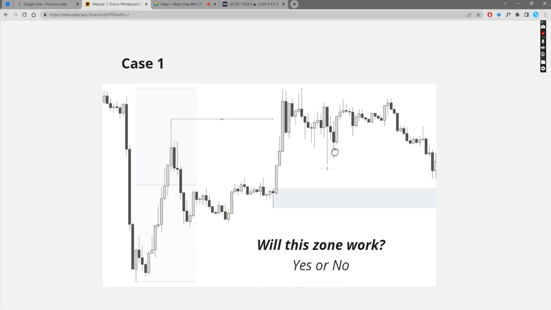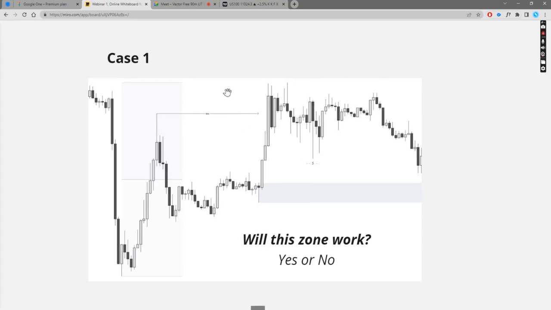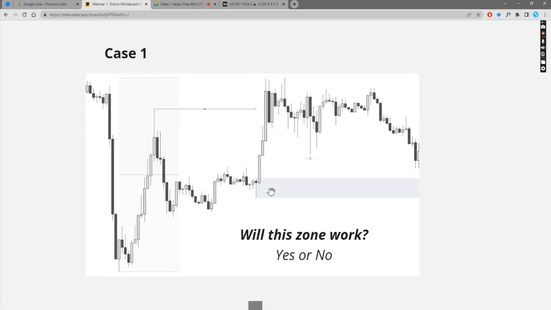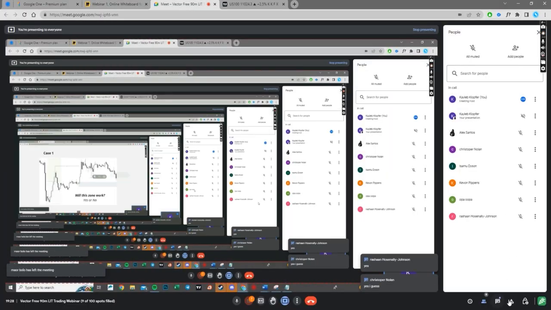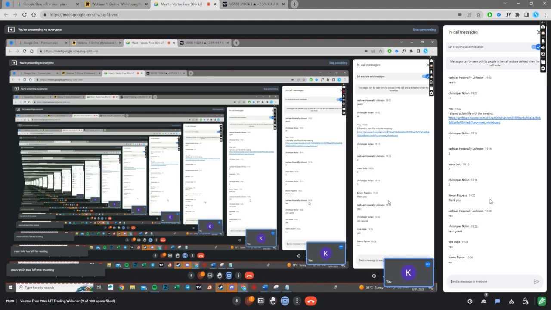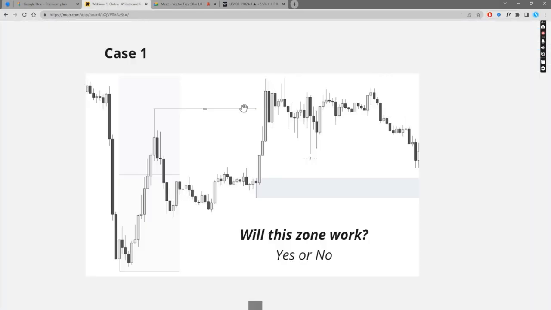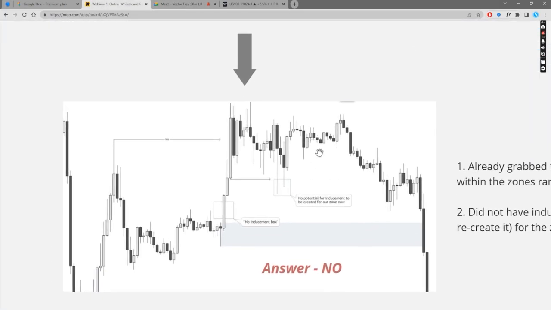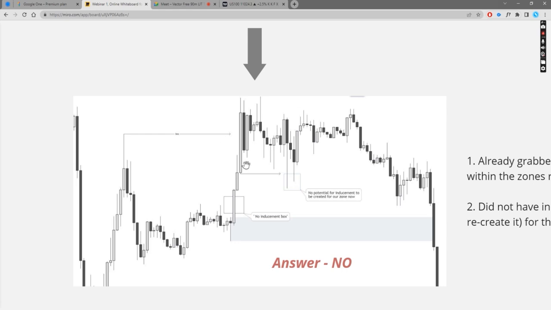So let's do a kind of interactive one where you think this zone will work or not. So just type in the chat whether yes or no you think this zone will work or not, okay? 5 seconds. So we got yes, yes, yes, and no. Anyone else have an opinion? So that's 3 to 1. Well, let's have a look. The answer is no, so whoever said no is right. And we can explain why here.